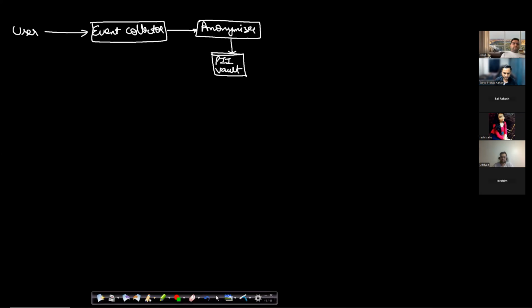This anonymizer, you have added this component after the event collector. Can't we anonymize at the user's device level? I mean, from the user's device level. Yes, you can do that. That is an application-level logic. It seems like somewhere events are getting collected in our system and then they are getting anonymized.